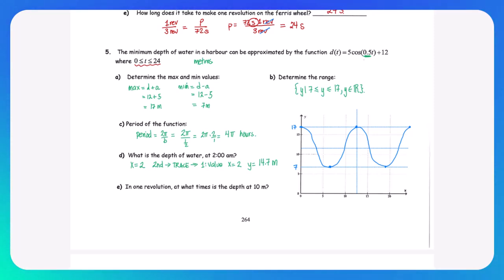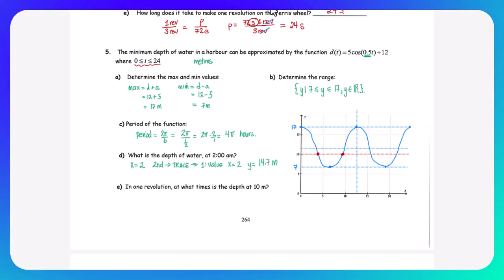In one revolution, at what time is the depth 10 meters? Okay, well, let's look at what that would look like. Well, there's a 10. Now, normally in one revolution, so between 0 and 12.5, there's actually 2 times where it's going to be there. So we got to find 2 intersections.